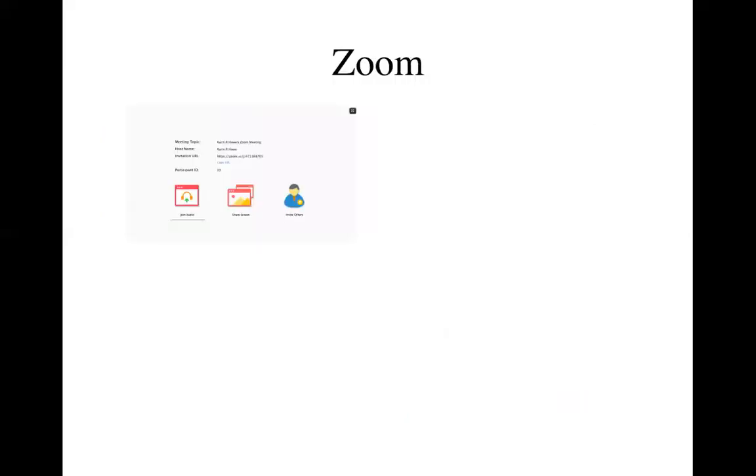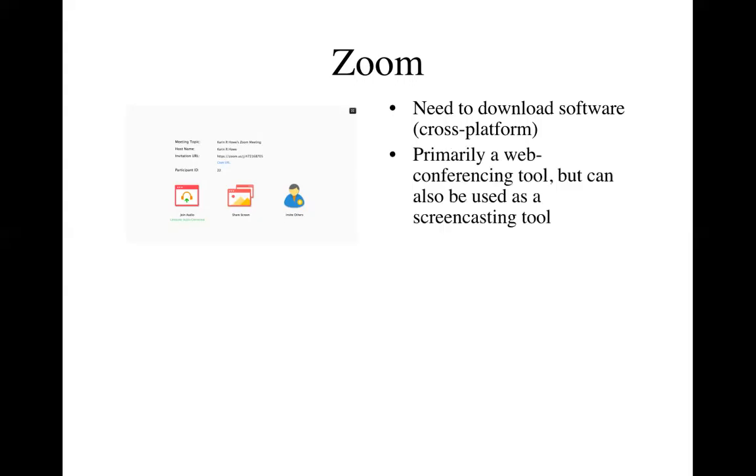Okay, and then finally, oh, not finally, sorry. The next one is called Zoom. So this, you need to download some software for your computer, and it's available cross-platform. And Zoom is interesting because it's primarily a web conferencing tool, not a screencasting tool, but you can also use it as a screencasting tool. In fact, Zoom is what I'm using right now to make this video.